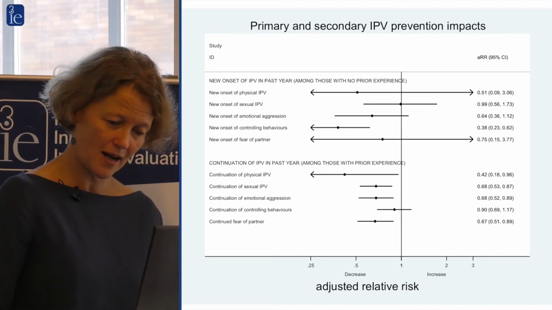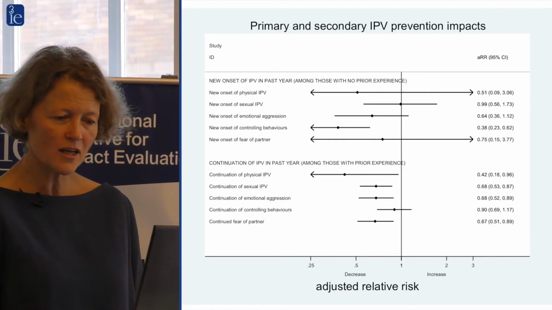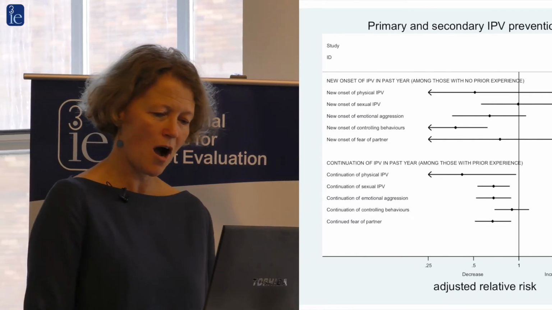But with similar or slightly less effect sizes, so adjusted risk ratios of 0.42 for physical violence and 0.68 for sexual violence. The other piece of analysis that we've been doing subsequent to the trial is trying to get a handle on what the pathways of change are.